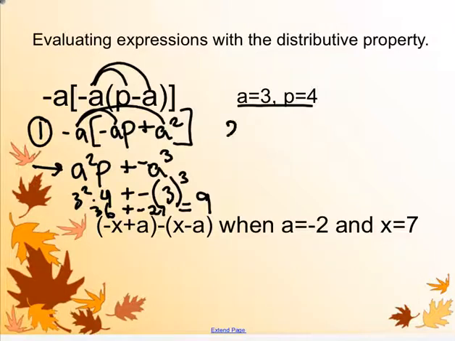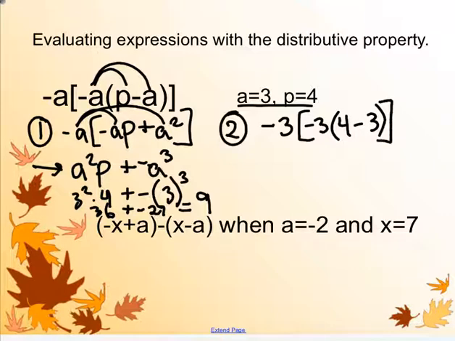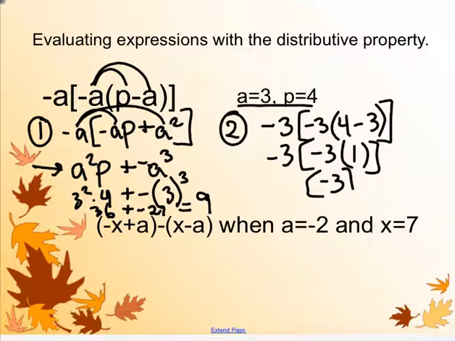The second way to do this is plugging in the numbers first and simplifying using order of operations. So we could say, plugging in our numbers, we have negative 3 times the quantity, negative 3 times those parentheses 4 minus 3. Just plugging in where I see a and p. Well, we start with our parentheses inside of those brackets, so 4 minus 3 is 1. We're going to multiply that by negative 3 and then by negative 3 again. Well, negative 3 times 1 is negative 3. And then I'm going to multiply it by negative 3. Well, that just gives me a positive 9. And we can see that both ways give me the same answer, which is what we want.